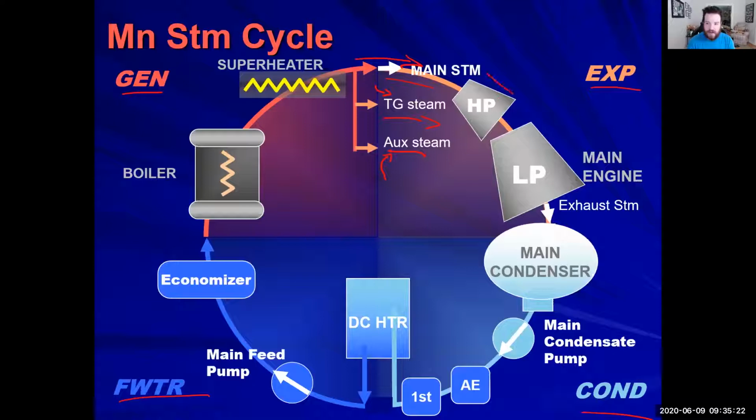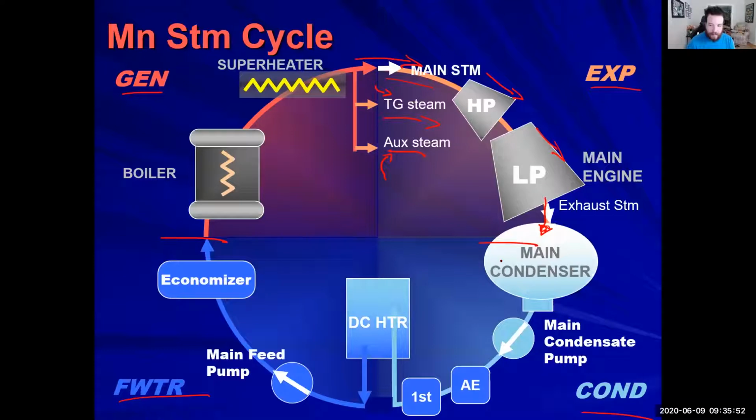So from there, we continue on into our HP turbine. From our HP, we go right into our LP turbine. From there, it sucks directly into our main condenser. At this point, we are done with propulsion. We have done from generation to main condenser. We have done the job of what the steam was boiled and turned into a vapor for.